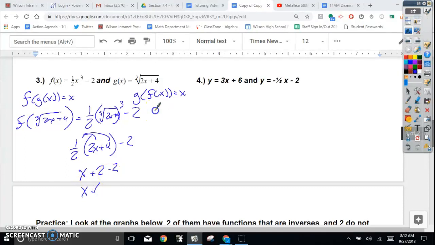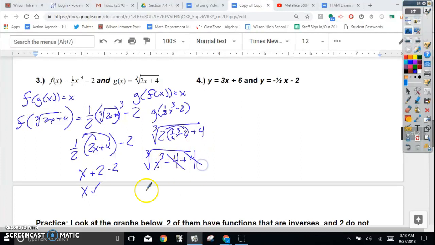Let's go through my second scenario. So I have a half x cubed minus 2. I'm going to rewrite my cube root of 2 blank plus 4. This is where my half x cubed minus 2 goes. Distribute my 2 in. Half of 2 is 1, so this is x cubed minus 2 times 2 is 4, and then I have this plus 4 on the end. These cancel out. We have the cube root of x cubed, which is x. So yes, these are inverses. You can see that's a lot of work, which is why I prefer to do the other way.